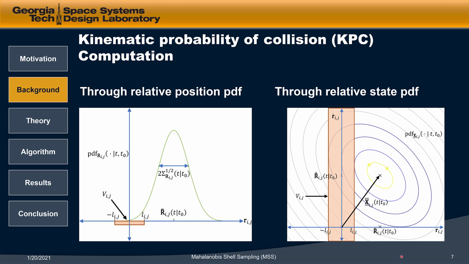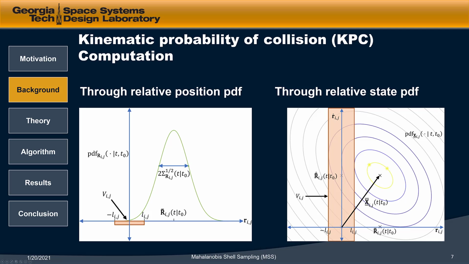In this slide, we illustrate the concept of KPC computation from PDFs. In this particular example, the dynamic system has one-dimensional relative position and relative velocity. On the left, we see the KPC being computed from the relative position PDF. On the right, the KPC is computed from the joint PDF of the relative position and relative velocity. Both computations are identical, yet each has its own advantages.